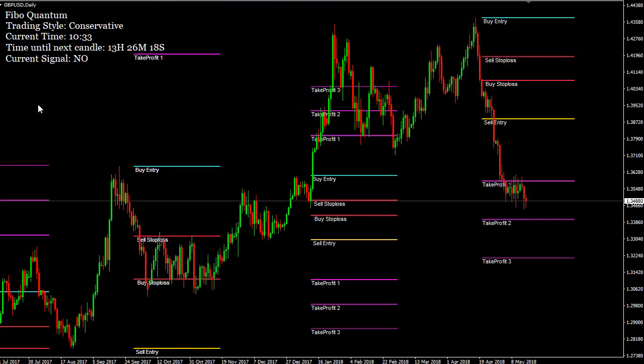Let's take a look at the pound US, another popular currency pair to trade. You can see we're using the conservative setting, right? It's 10:33 my time.